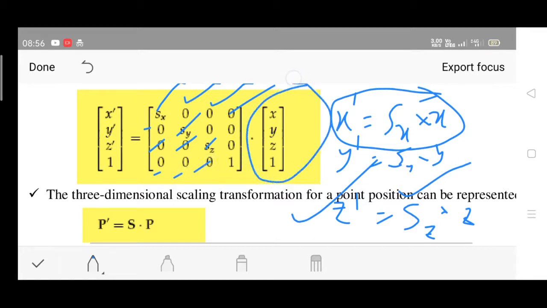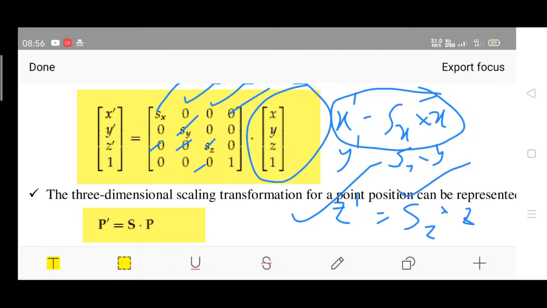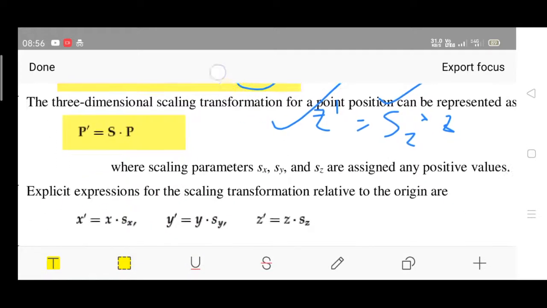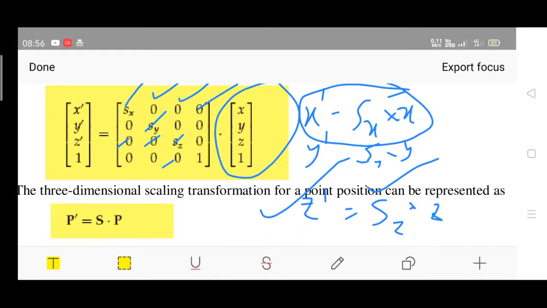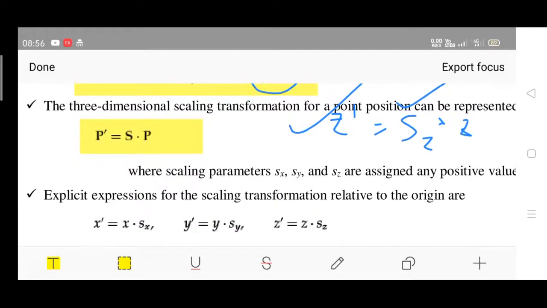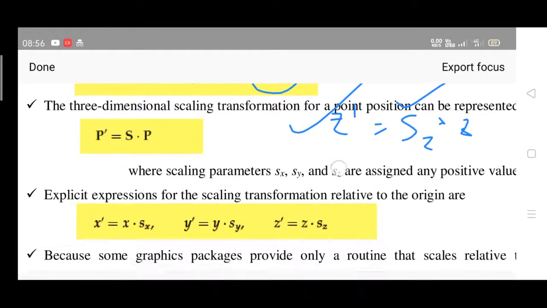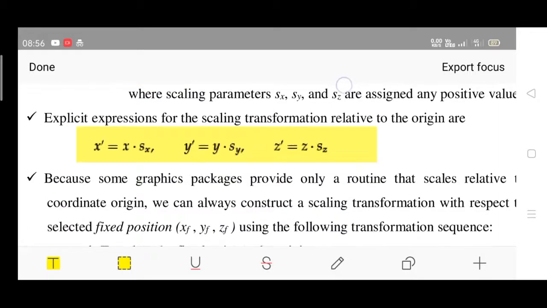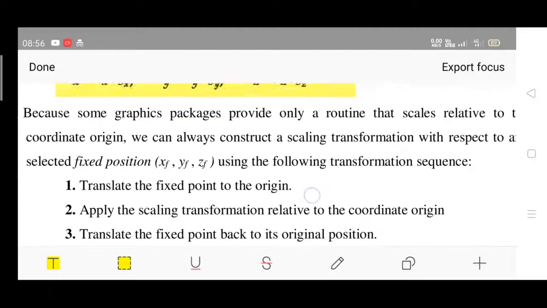This is for the initial position P, as you can see, and here is the equation. Of course, the same equations I told you: x dash equal to Sx into x, so x into Sx, it is there here. You can go through the content of the notes I have already shared. Okay, that is about it, fine.